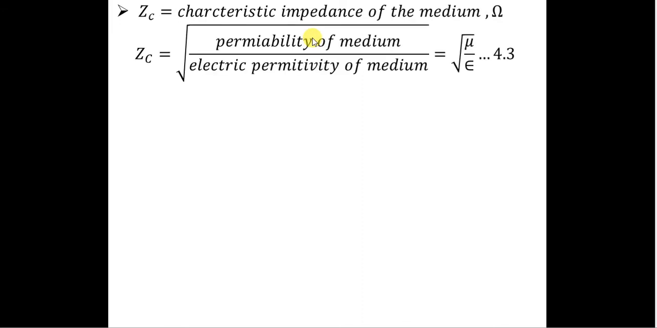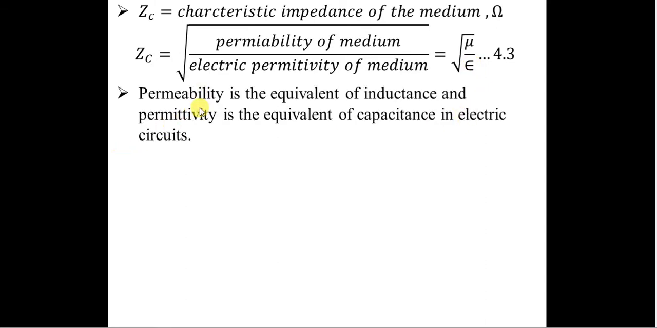Characteristic impedance of the medium. The unit for the characteristic impedance of the medium is ohms. So characteristic impedance is given by square root of permeability of a medium divided by electric permittivity of the medium. Permeability is represented by mu and electric permittivity of the medium is given by epsilon. Hence characteristic impedance is equal to square root of mu by epsilon.